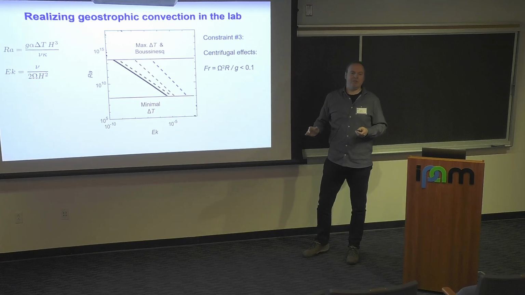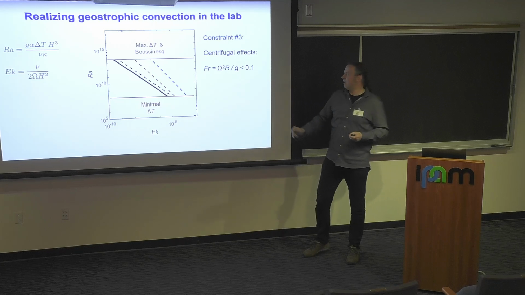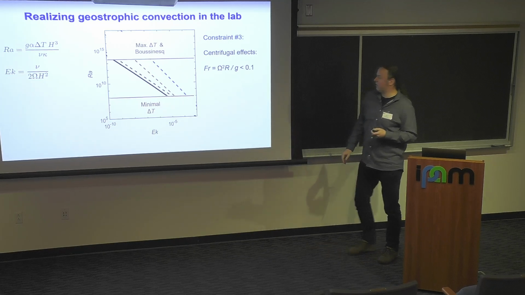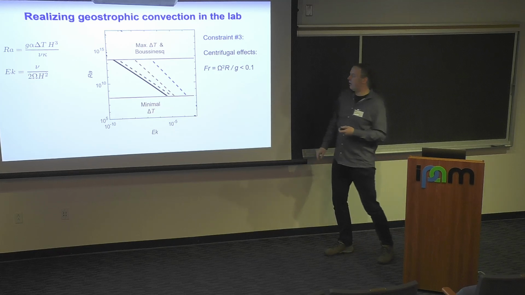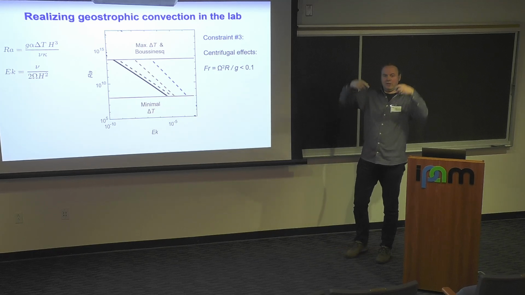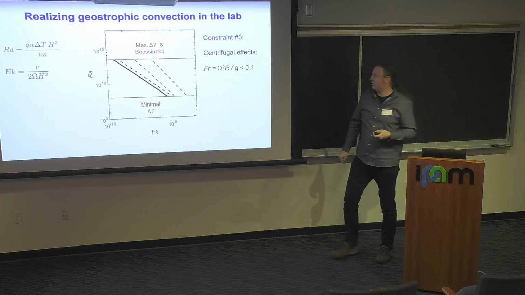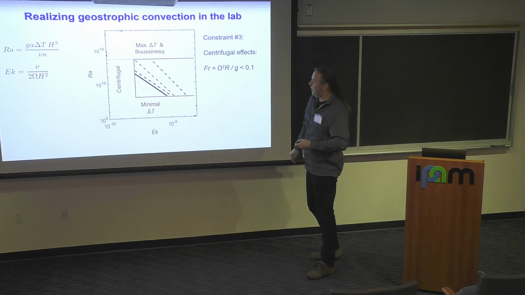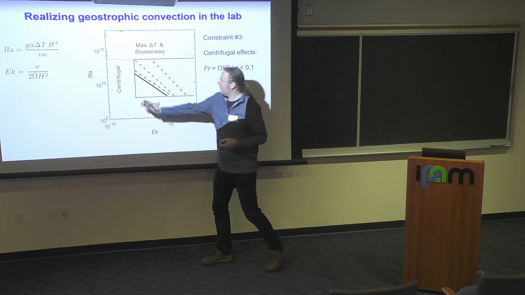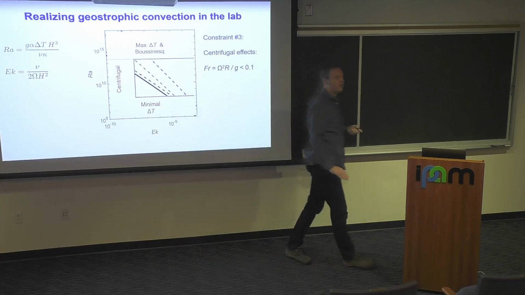Less than 10% or something like that. That's the rule of thumb that is typically applied. So, of course, we should make sure that we're still looking at vertical buoyancy rather than radially outward buoyancy. So this is a lower limit on the Ekman number that we can achieve.